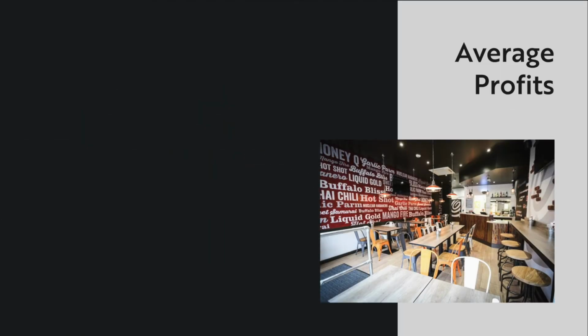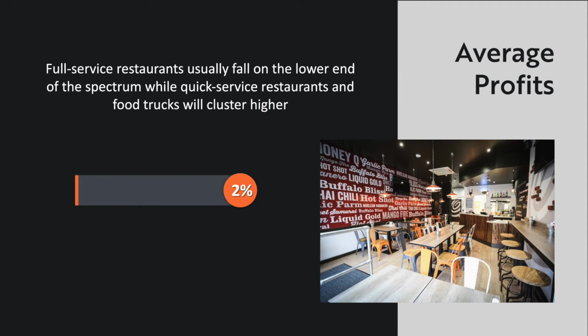Great. So now you might be wondering, what is the average restaurant profit across the industry? Average restaurant profits across the industry vary. The range typically falls between 2 and 6%. However, there's also a variance within the industry itself. Full-service restaurants usually fall on the lower end of the spectrum, while quick-service restaurants and food trucks will cluster a bit higher.